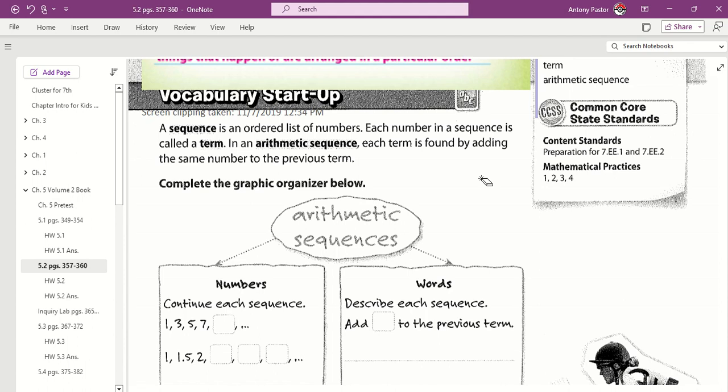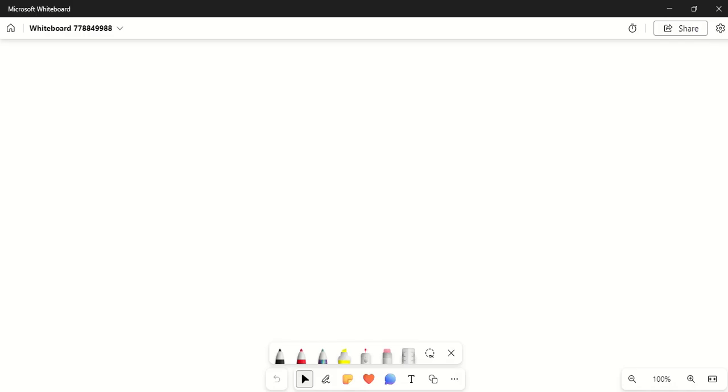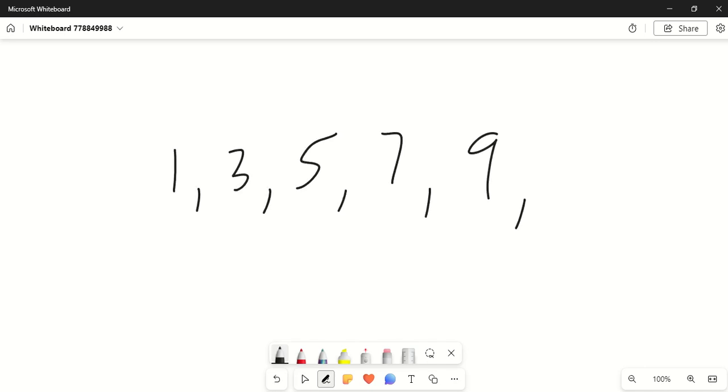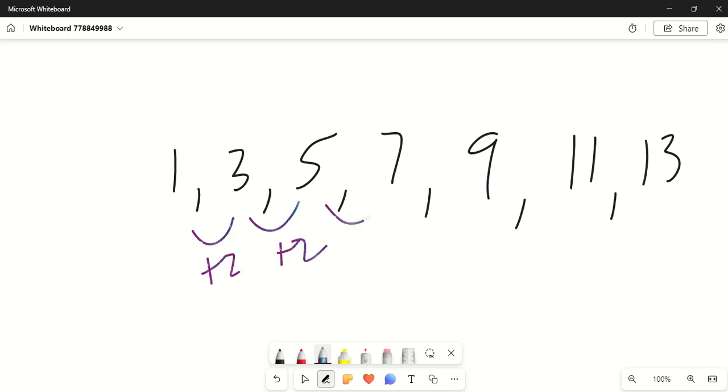So, an example here. 1, 3, 5, 7, 9, 11, 13. This is an arithmetic sequence. Every number goes up by plus 2. We are adding 2 to each one. This makes an arithmetic sequence.